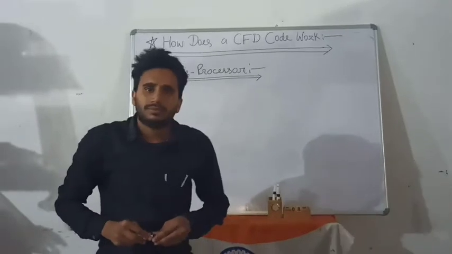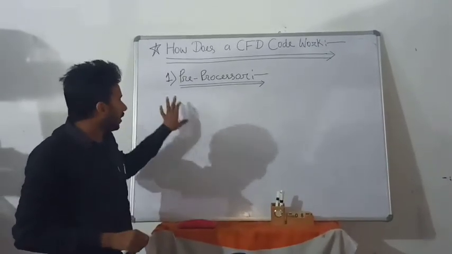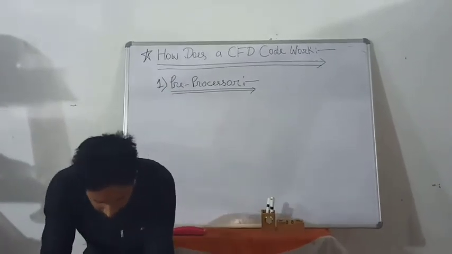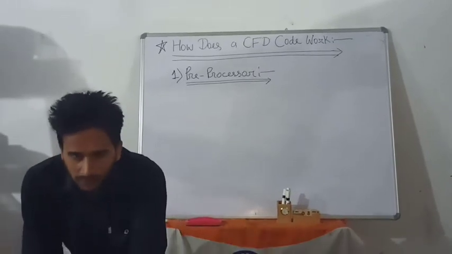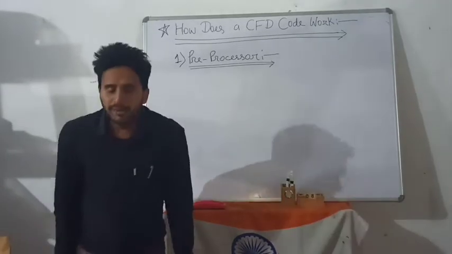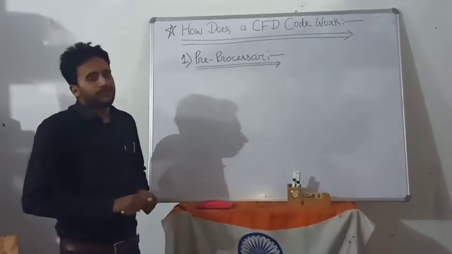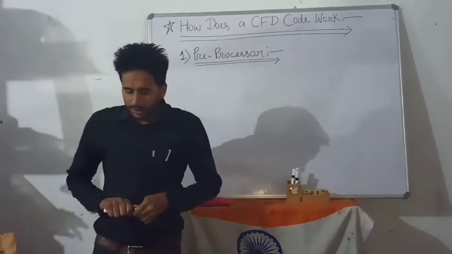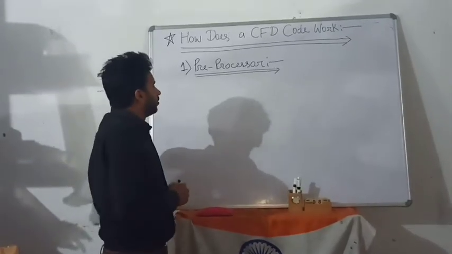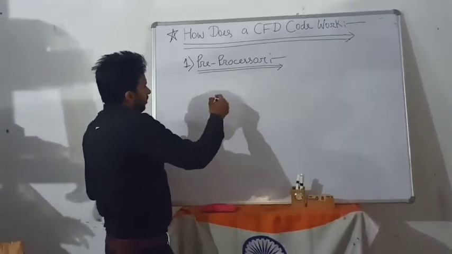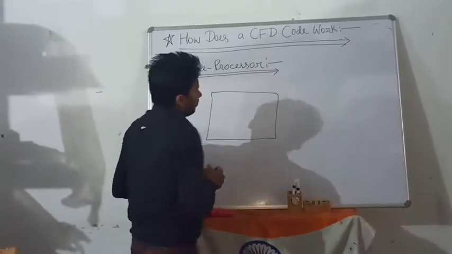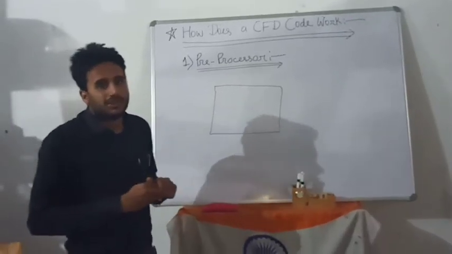I am talking about the first step of the CFD code, the pre-processor. We briefly discuss how the pre-processor works. The pre-processor takes any fluid flow problem as input. The first step is to take the geometry, and then grid generation.